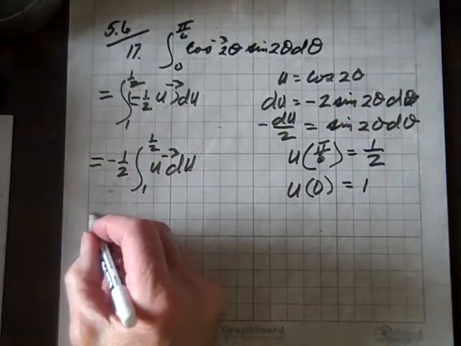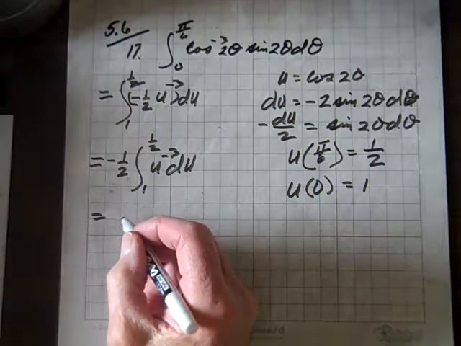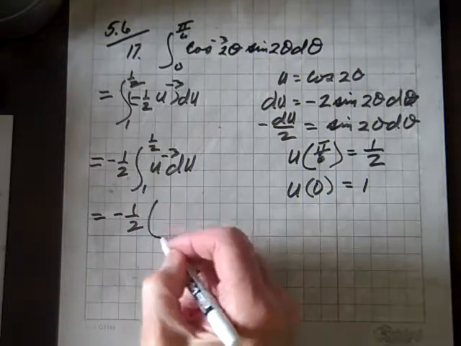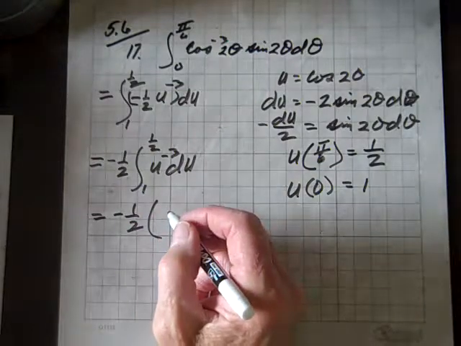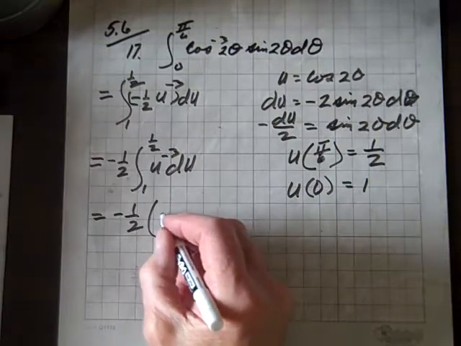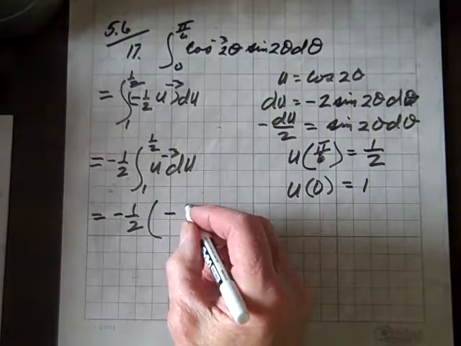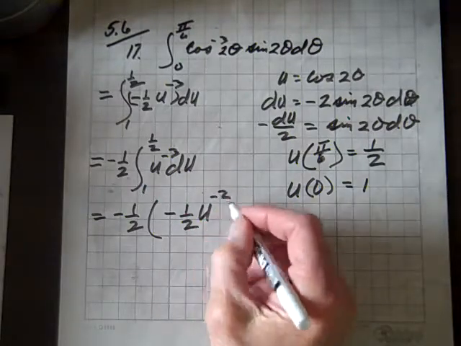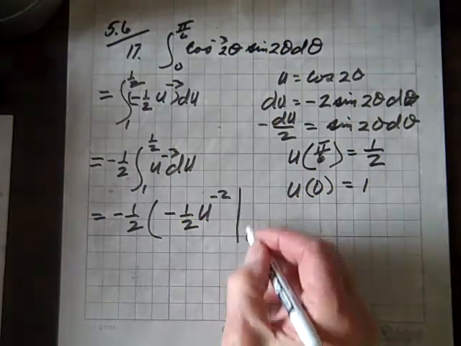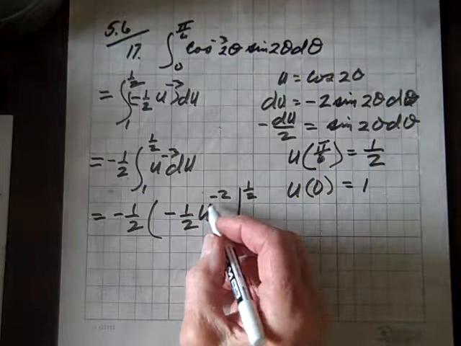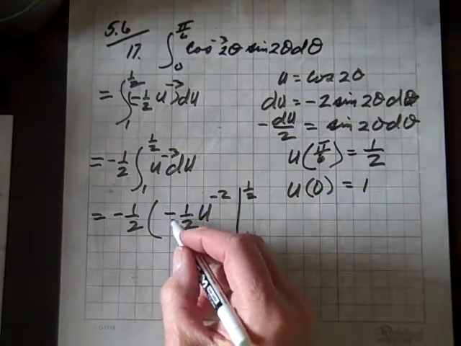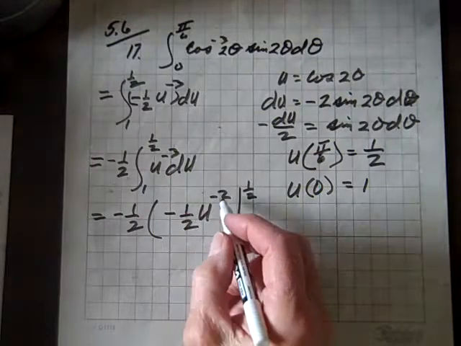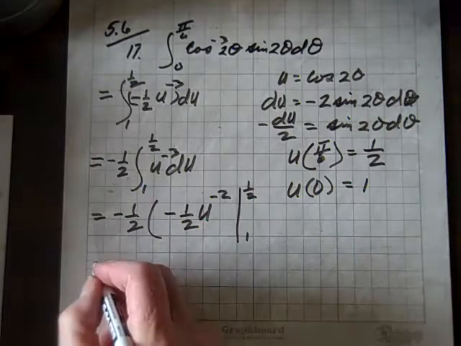Now, let's evaluate that. We get negative 1/2, and the antiderivative of u to the negative 3 is going to be negative 1/2 u to the minus 2, and we're going to evaluate that from 1 to 1/2. And let's check that out. If we take the derivative, we bring the negative 2 down. A negative times a negative is a positive. The 2's divide out, and we get a negative 3 here, so we've done it right.